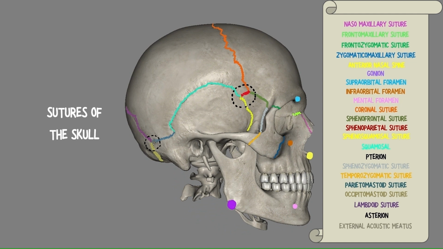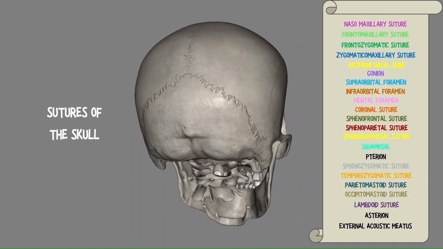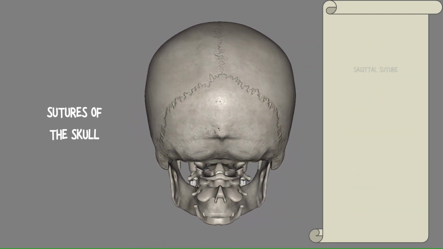The external acoustic meatus is a bony canal for the ear canal, a tube running from the outer ear to the middle ear. From behind, the sagittal suture is the midline cranial suture between the 2 parietal bones, and the lambdoid suture. The inion is the tip of the external occipital protuberance, the midline bony prominence in the occipital bone from which the ligamentum nuchae and trapezius muscle attach. Again, we can see Asterion.